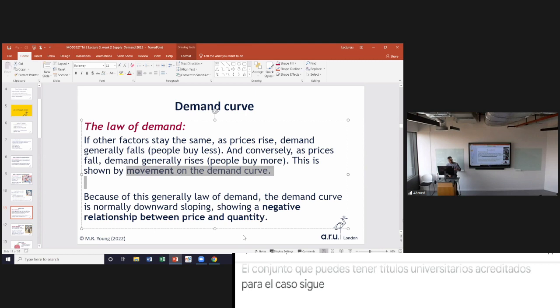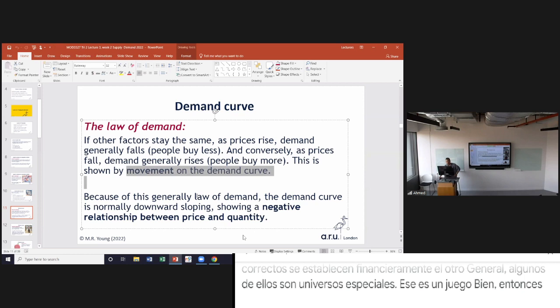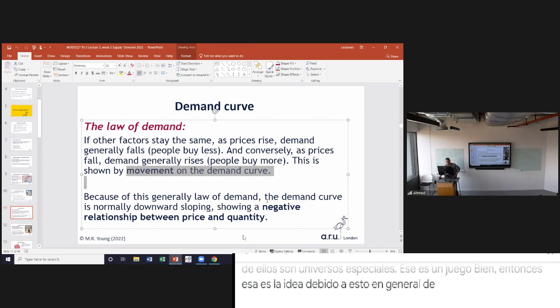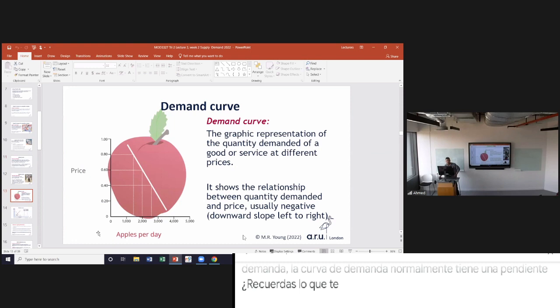Okay, so that's the idea. Because of this general law of demand, the demand curve is normally downward sloping. Do you remember what I told you about a negative relationship? As one rises, another falls. Here it is. So it's downward sloping. As price goes up, demand goes down. Yes? So if price is 40 pence per apple, we're going to sell 2,500. If the price goes up to 80, we're only going to sell about 1,300, right?